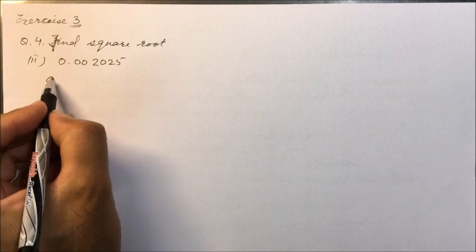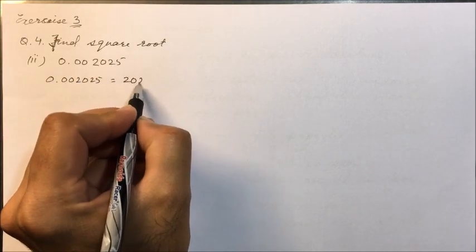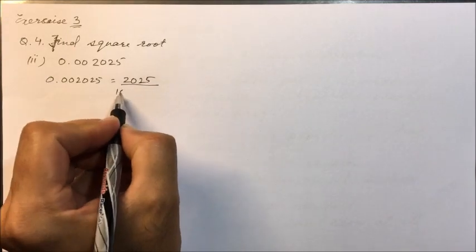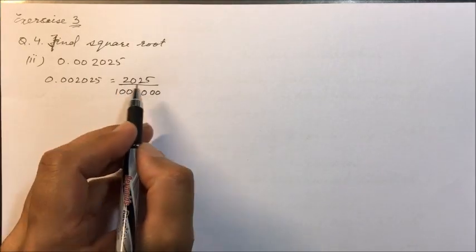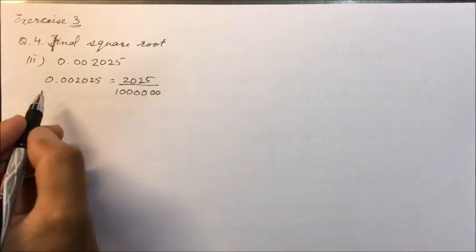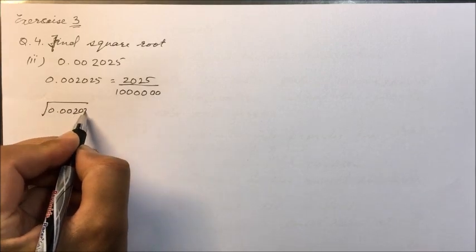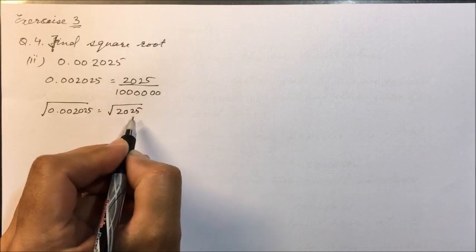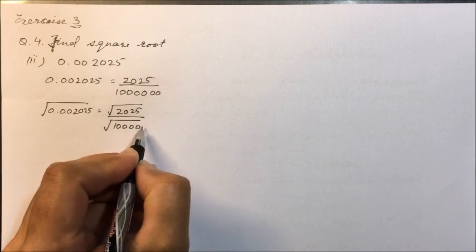So it can be written as 2025 over... how many places of decimal are there? 2, 4, 6. So 1, 2, 4, 6. This number can be represented as a fraction in this way. Now we'll calculate the root of this. So the root of 0.002025 equals root of 2025 divided by root of 1,000,000.